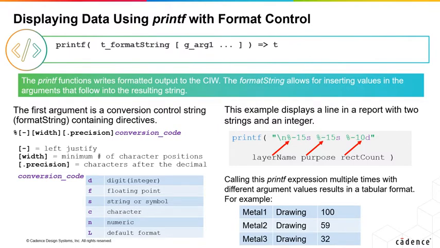D is for integer or digit, F is for floating point, S is for a string or a symbol, C is for a single character, N is numeric, meaning it could be floating point or integer. And then L is typically for list, but it also means default format. So it kind of works like print or println, and whatever you provide for that L conversion code, it will simply use the default format.